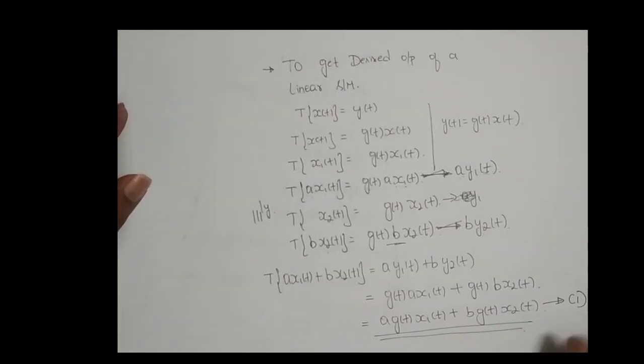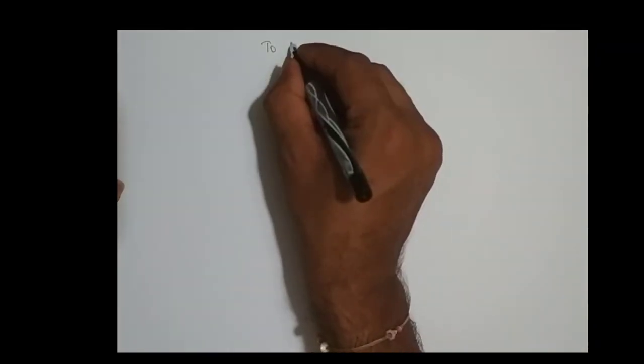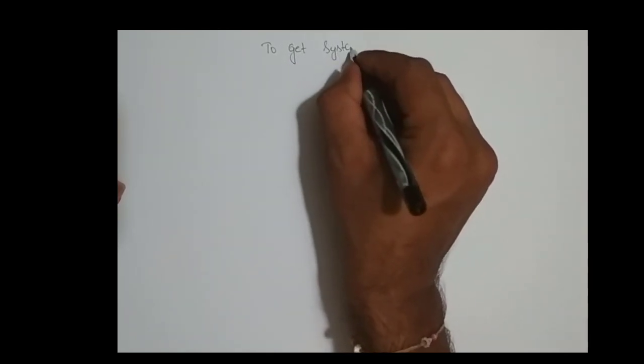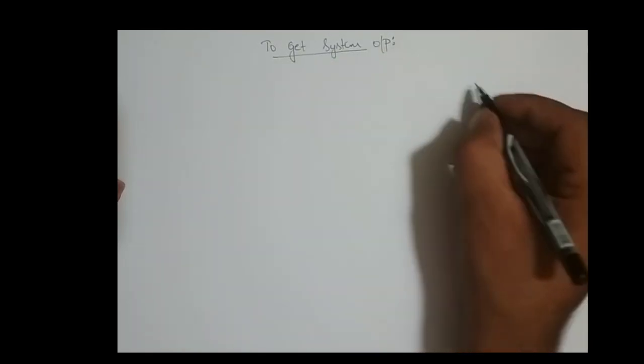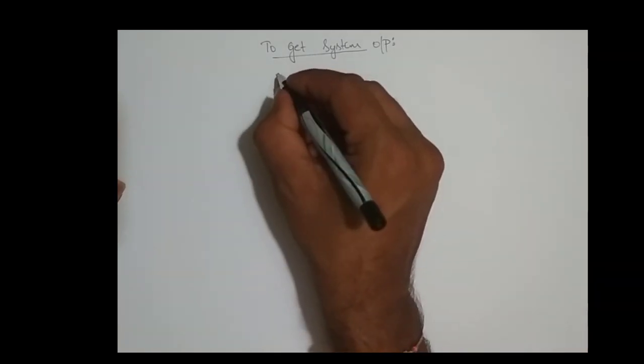So we need this equation back. First, we'll check the system output now. Now, the second thing I need to do is to get the system output. So in order to get the system output, we need to understand the system first. So what is the system?